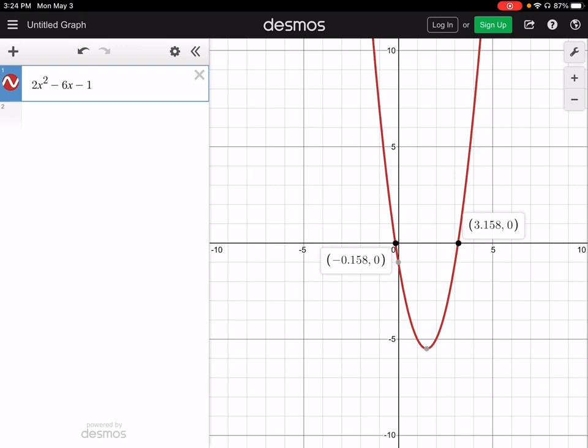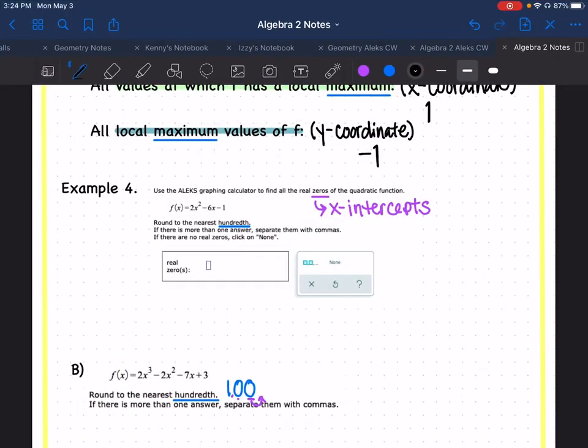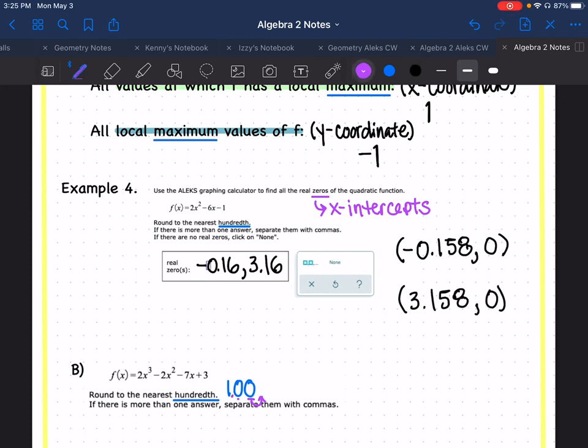So my answer is going to be, let me go back to my good notes, negative 0.16, comma, 3.16. Oops, sorry, 6. There we go. Because these were the ordered pairs that I had from Desmos. So decimal 1, 2. This one's going to tell me to round up.